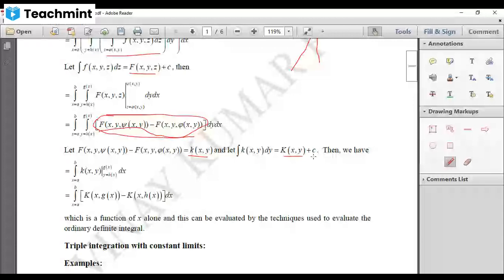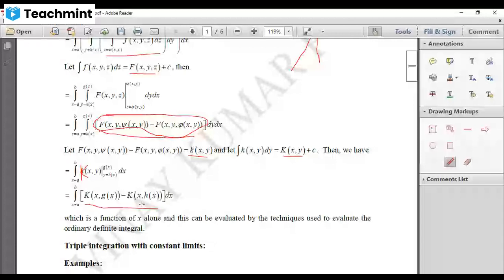If you substitute it, you will get, what is the integral of k of xy? It is capital K of xy. So K of x comma y you will get. If you apply the limit, you'll get K of x comma g of x for y minus K of x comma h of x. Now remember, this is a function containing only x.